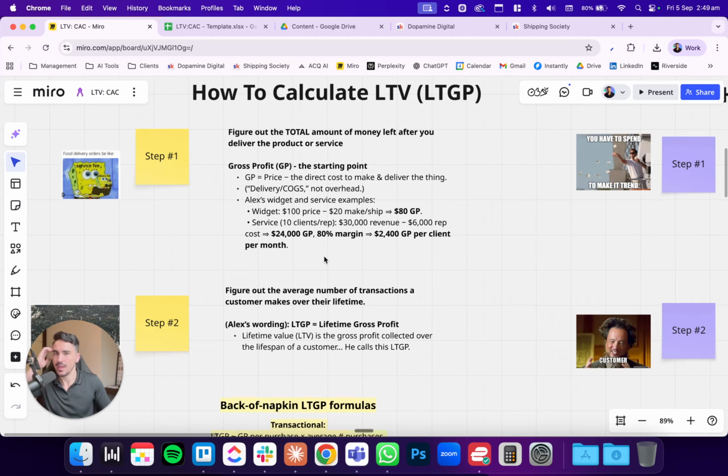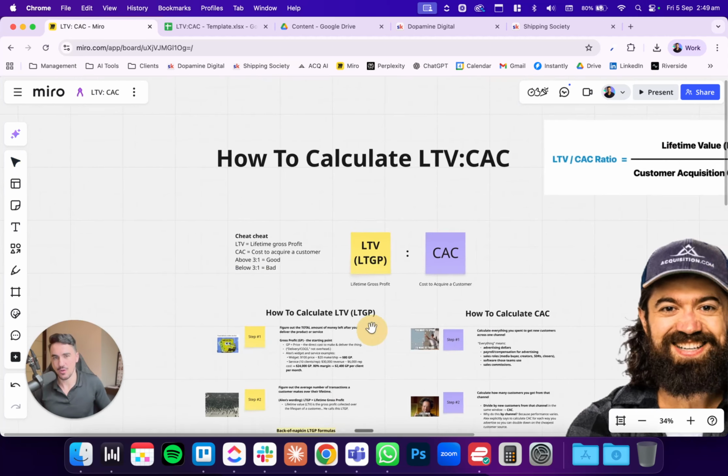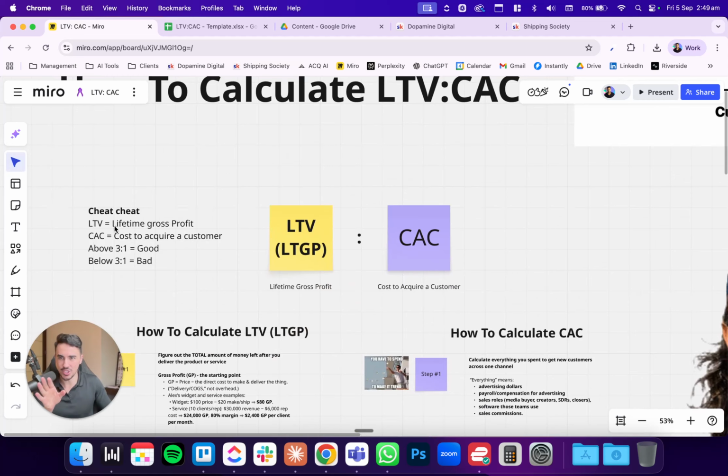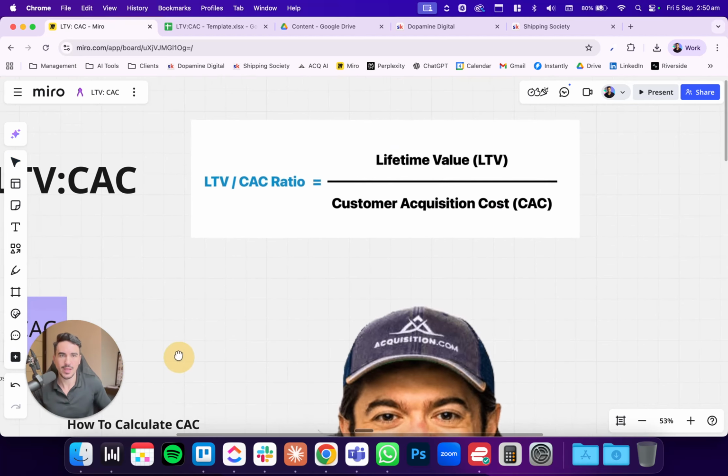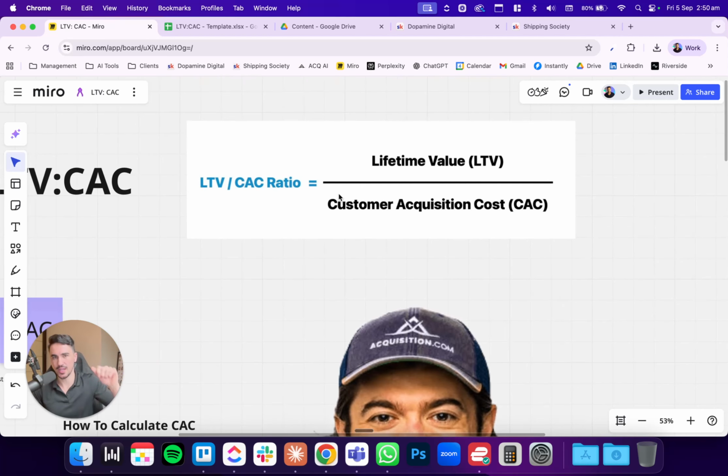First of all, I've created a little cheat sheet here. Lifetime value should be lifetime gross profit, which Hormozi talks about. And then cost to acquire a customer is CAC. So I'll be referring to lifetime gross profit as LTV and cost to acquire a customer as CAC. A good rule of thumb is anything above a 3-to-1 ratio is good. Anything below a 3-to-1, no bueno. And essentially, this is how you get it, right?